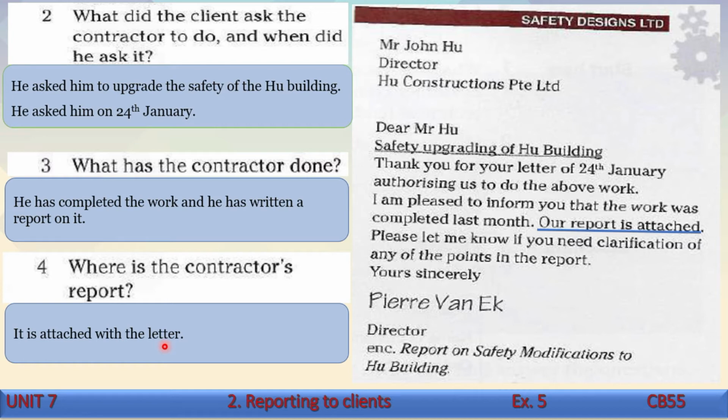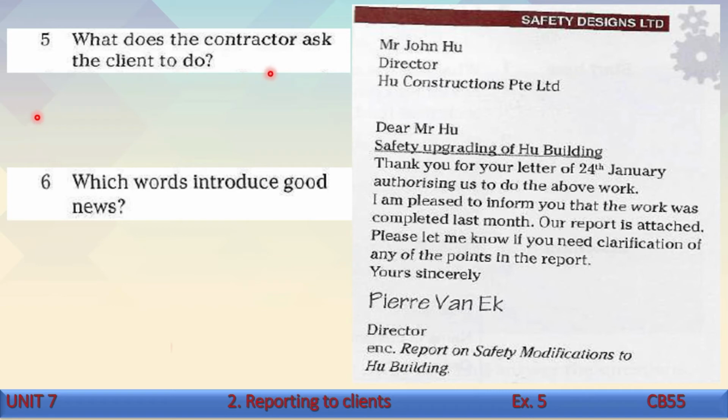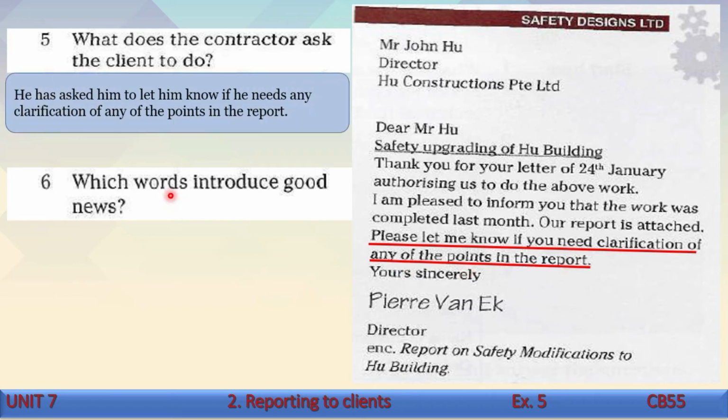Moving on to the next question. What did the contractor ask the client to do? Please let me know if you need clarification of any of the points in the report. So he has asked him to let him know if he needs any clarification of any of the points in the report. Great. So question number 6. Which words introduce good news? Great. So good news. What is the good news? The good news is that the work was completed. So, which words did he use to introduce this good news? He used "I am pleased to inform you."